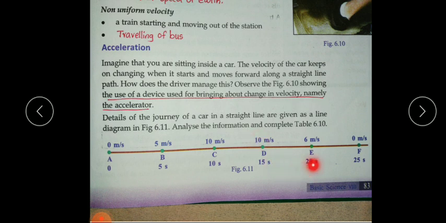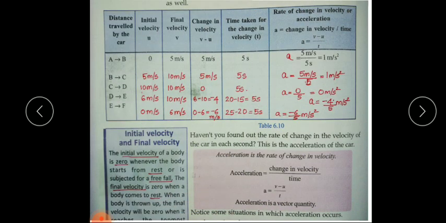And what is the change in time? 20 minus 15 means 5 seconds. So the change in velocity is minus 4 meter per second, and change in time is 5 seconds. On substituting, we will get acceleration equal to minus 4 by 5 meter per second square. So in this case we got positive acceleration, and here we got the acceleration as 0, and here we got negative acceleration.